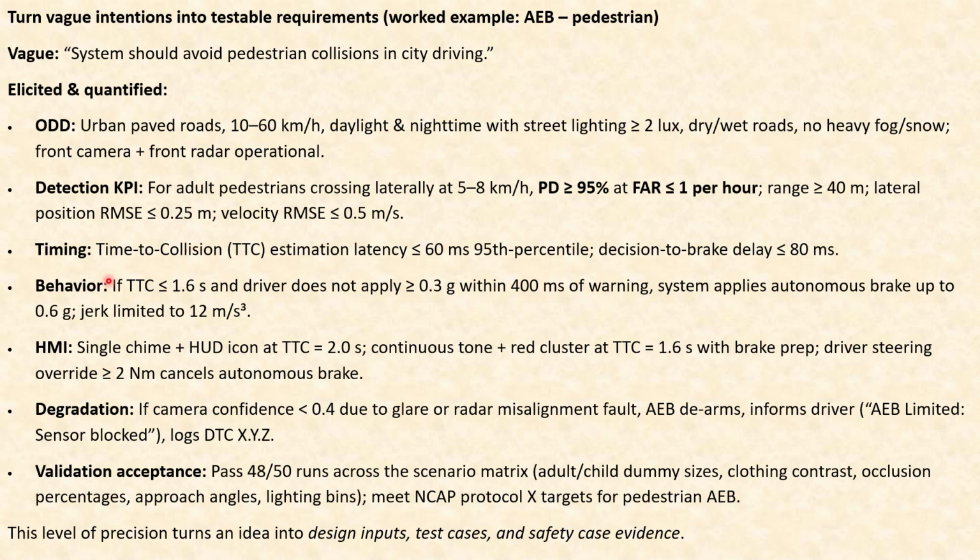Now, when it comes to timing: collision estimation latency less than or equal to 60 milliseconds, 95th percentile, and decision-to-brake delay of 80 milliseconds. Now, coming to the behavior: if time to collision is less than 1.6 seconds and the driver does not apply greater than 0.3 G within 400 milliseconds of the warning, the system applies autonomous braking up to 0.6 G, with jerk limited to 12 meters per second cubed. This is how the system should behave.